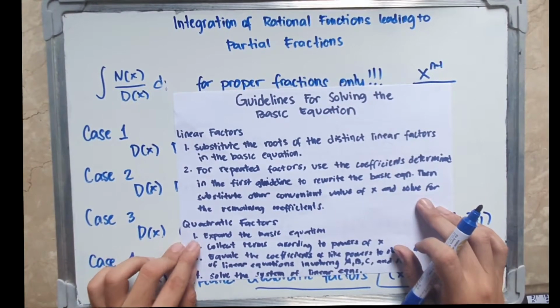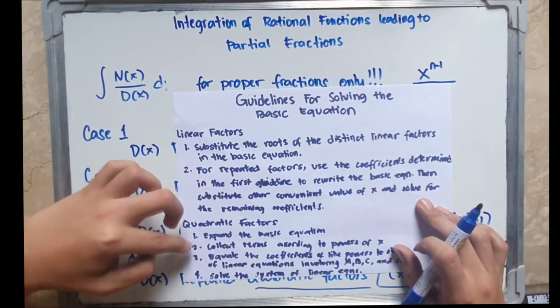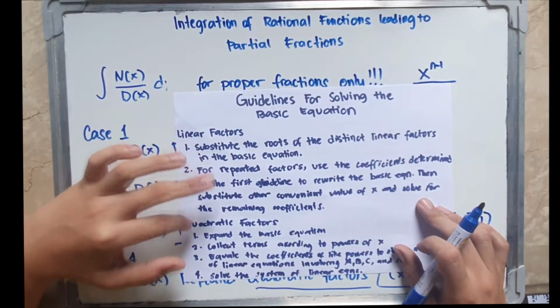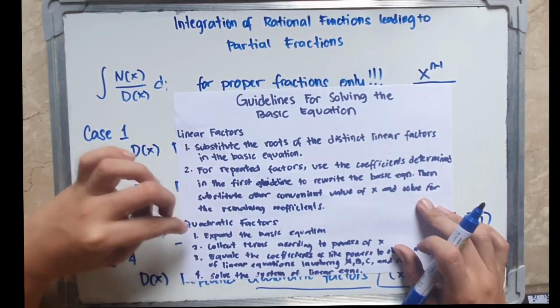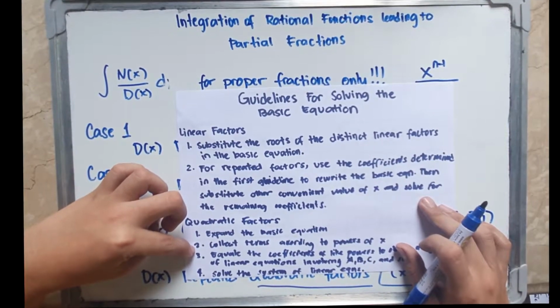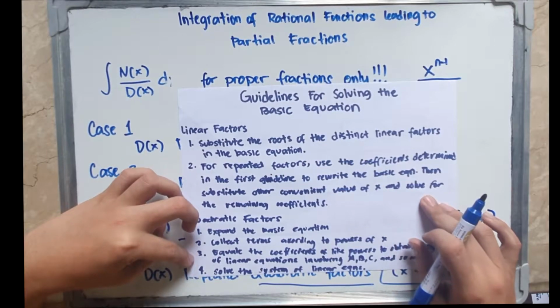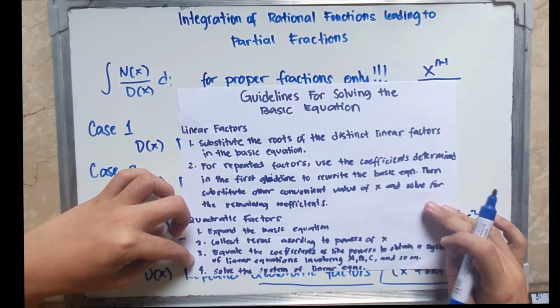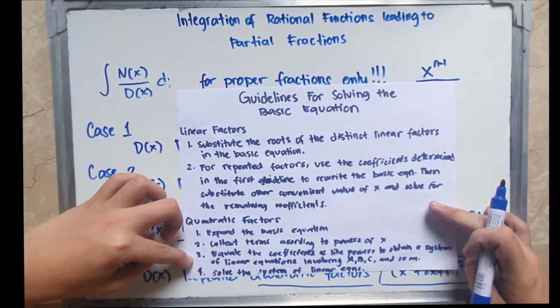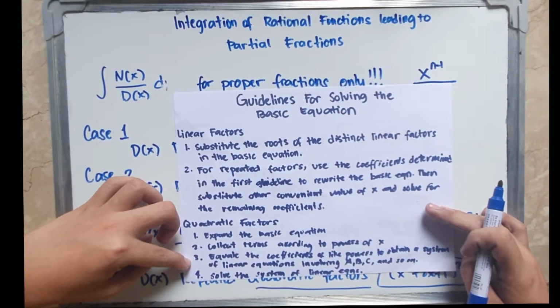The second part is the quadratic factors. So what shall we do? Number 1, expand the basic equation. If we have already found the basic equation, we will be expanding. Number 2, collect the terms according to powers. Number 3, equate the coefficients of like powers to obtain a system of linear equations involving A, B, C, and so on. And number 4, solve the system of linear equations.